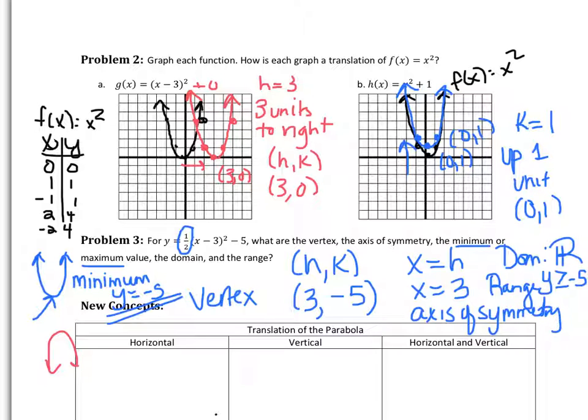So again, range ties into k. Think about if you're opening up or down. If you're opening up, it would be y greater than or equal to your k value. If you're opening down, it'd be y less than or equal to your k value. So we answered all the things. Found our vertex quite easily. From there, you know your axis of symmetry, and you can hopefully finish out the rest.